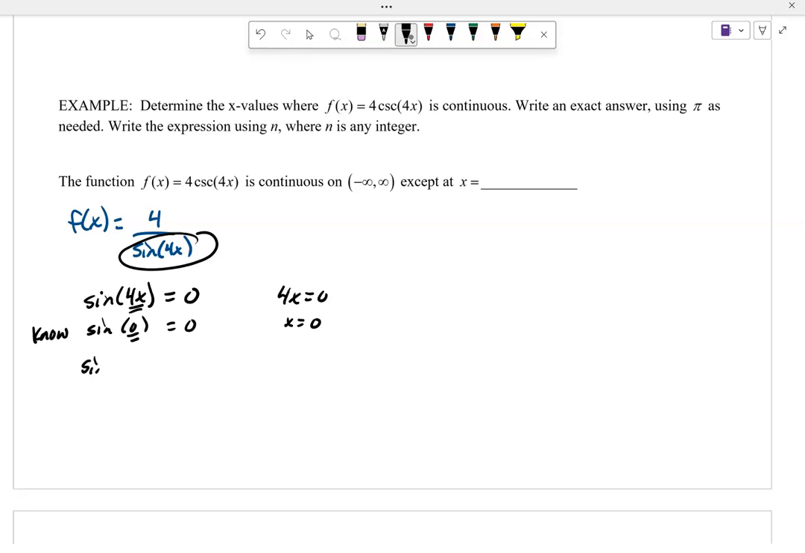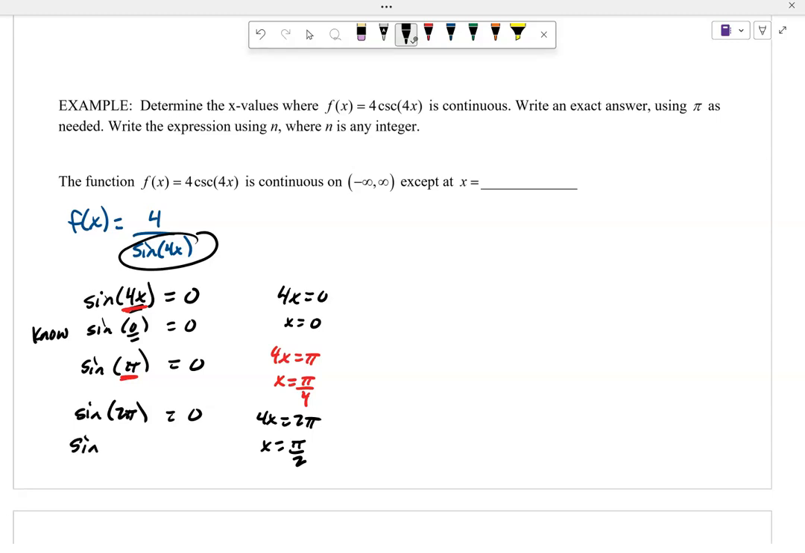We also know the sine of pi is 0. So if 4x equals pi, in other words, if x is pi fourths, we have a problem as well. All right, and I could keep going with this. I also know the sine of 2 pi is 0. So if 4x equals 2 pi, in other words, x equals 2 pi over 4, or pi halves, I have an issue. Let's generalize this.